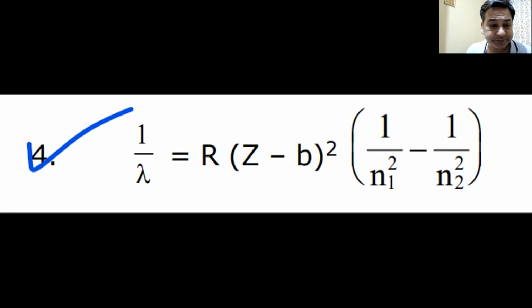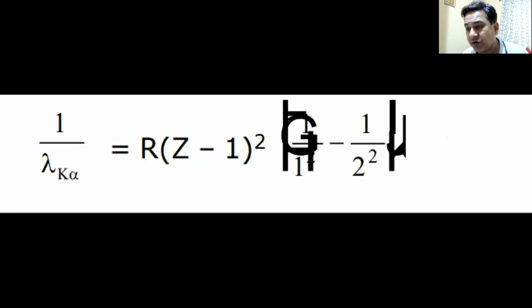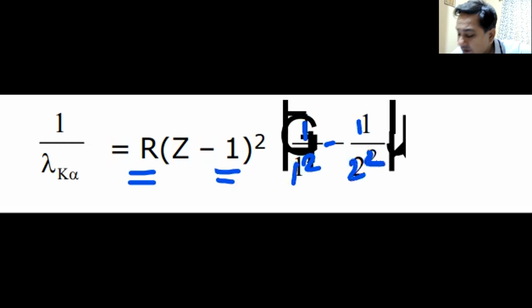Got this? I don't have much time, so I'll just solve the question. What you have to do: in place of R, I put R; in place of b, I put 1. And there's some misprinting. It is 1 by 1 square minus 1 by 2 square. Do we understand this?